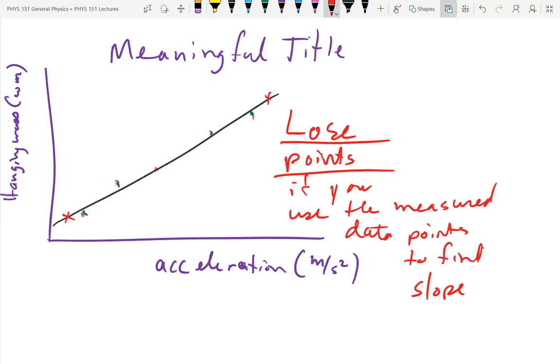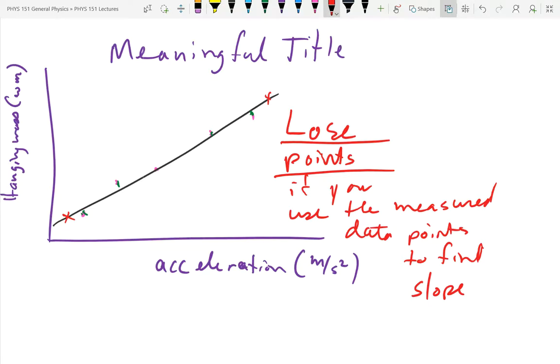If you use your measured data points, you are simply throwing away all of the data except for these 2 points. Well, that's not what we want to do. We want to take the representation of all of the data. So even if it so happens that one of your data points falls on your line, don't use it for finding the slope. You'll still lose points.